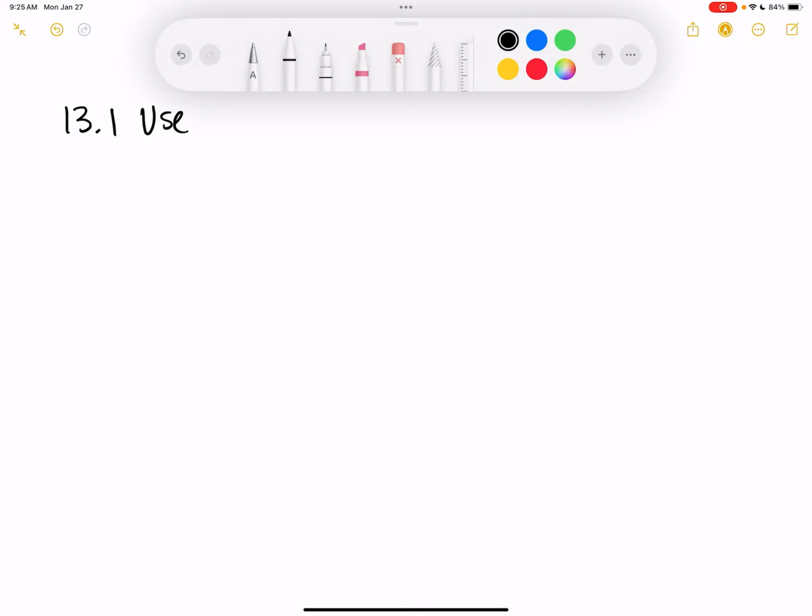All right, 13.1, use trigonometry. I'm just going to write trig with right triangles. All right, so evaluate the 6 trig functions of the angle theta. So they give us a triangle that looks like this.